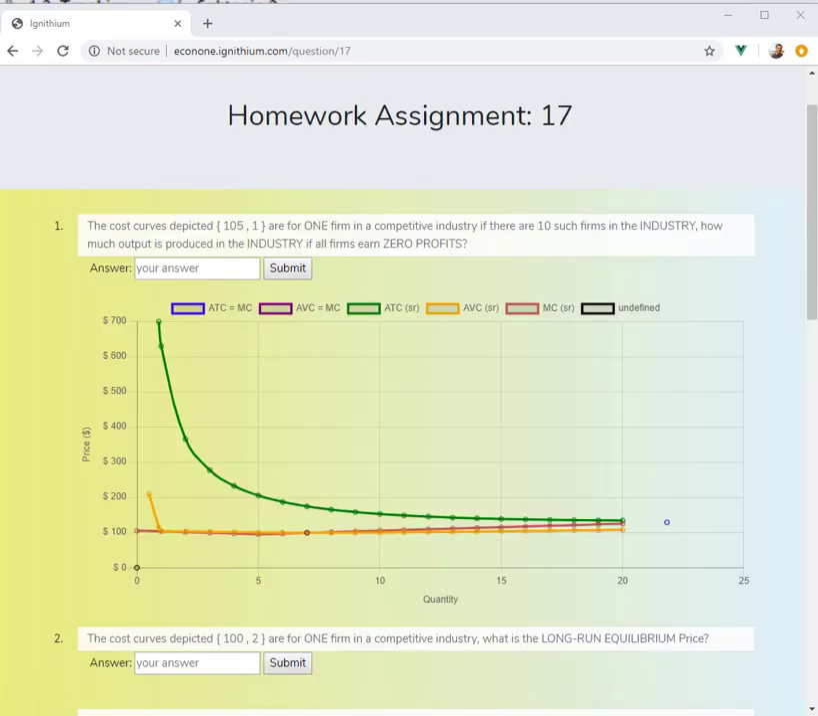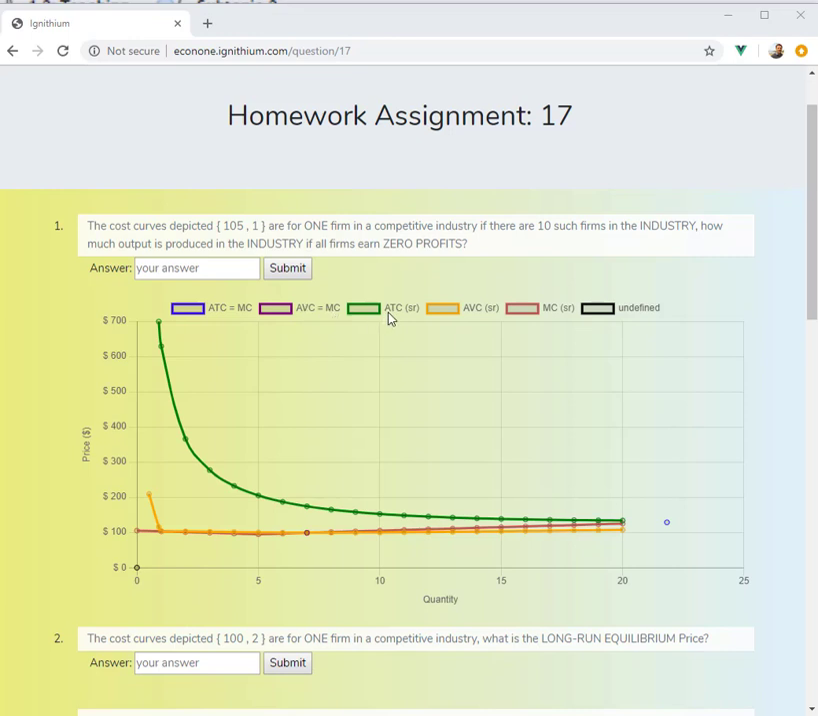Now you can see a frame from Ignition. So this is a good example of what we want to think about. If we look at the different categories on top that label points on our graph, we have where the average total cost curve is equal to the marginal cost curve. So that's going to be the minimum of the average total cost curve. That's going to be highlighted in blue. And in purple is going to be where the average variable cost curve intersects the marginal cost curve.